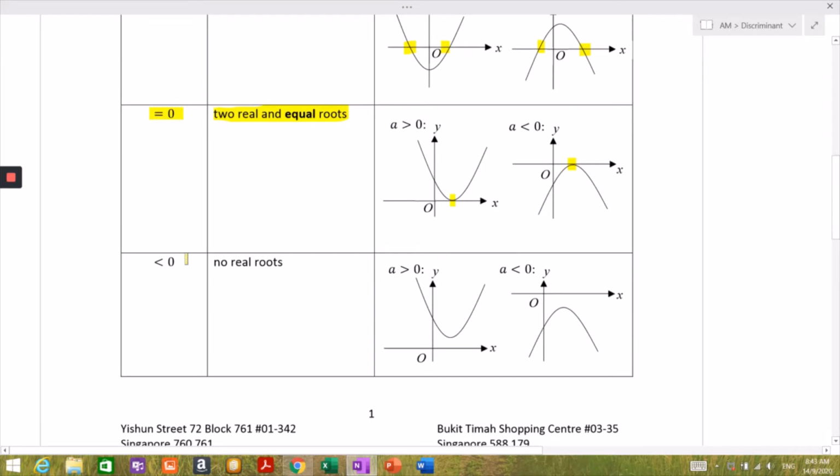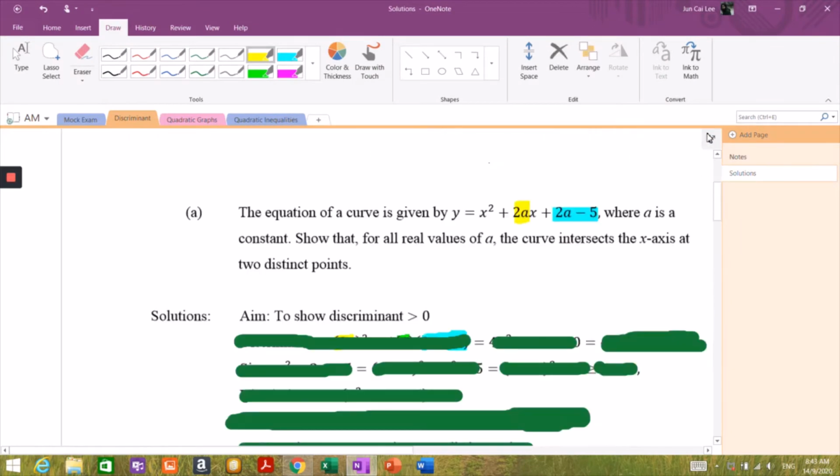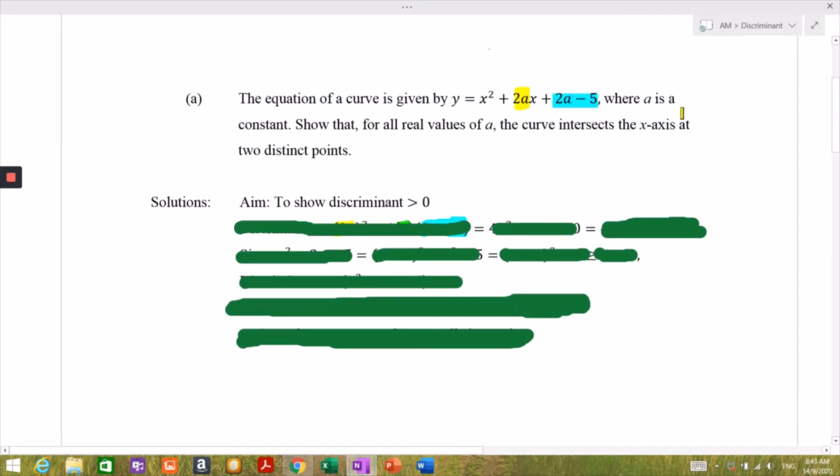When the discriminant is negative, there are no real roots, in which case the graph doesn't touch the x-axis at all. The graph is either entirely above or entirely below the x-axis. Okay, with that, let's take a look at our questions and the solutions. There are two parts to the question today.